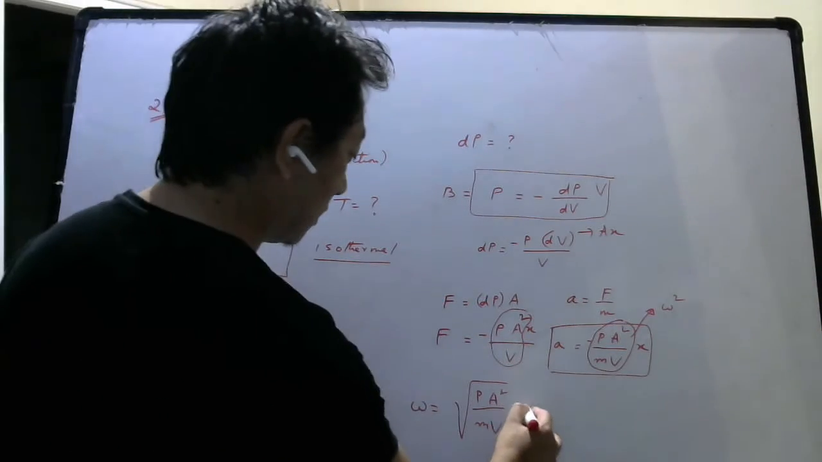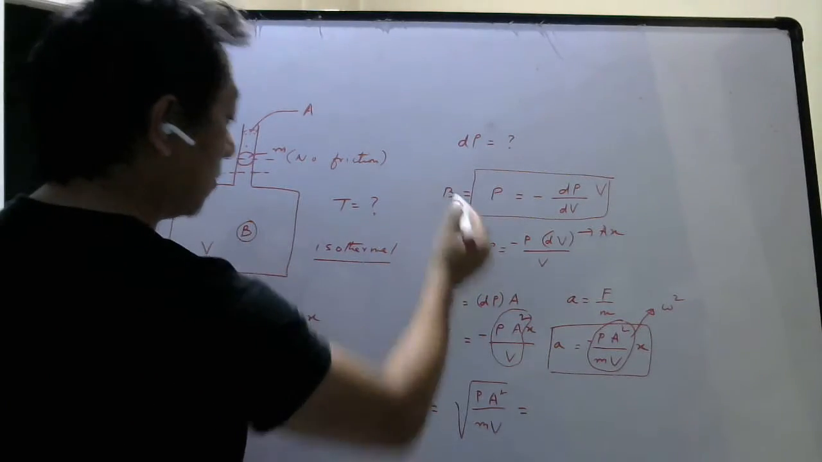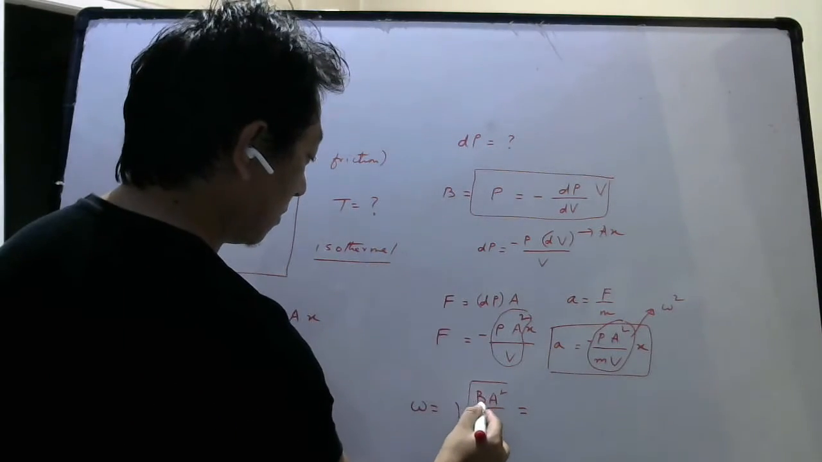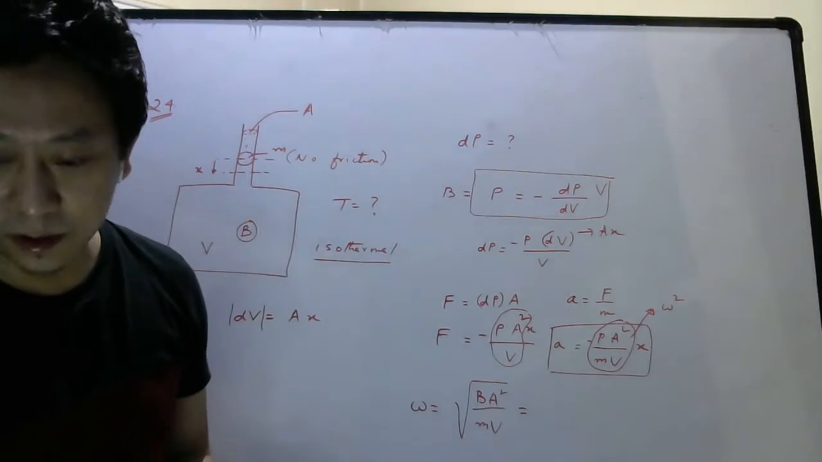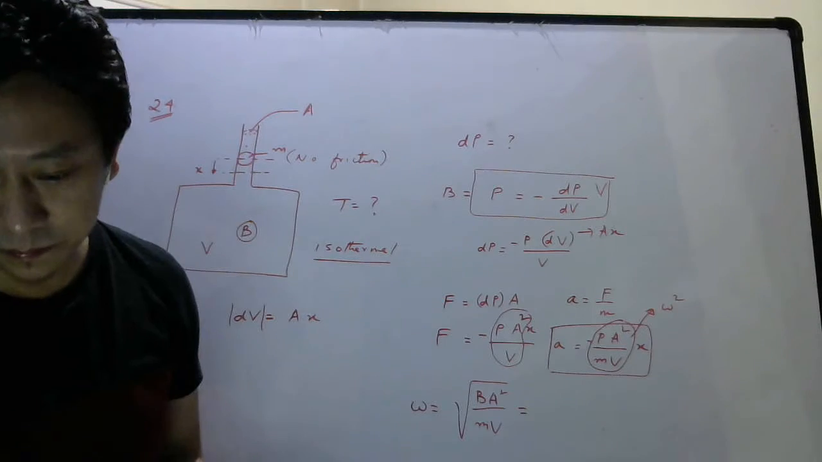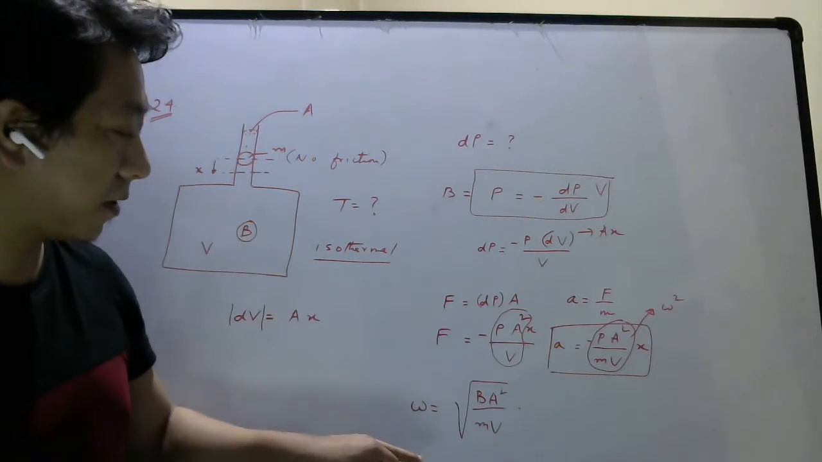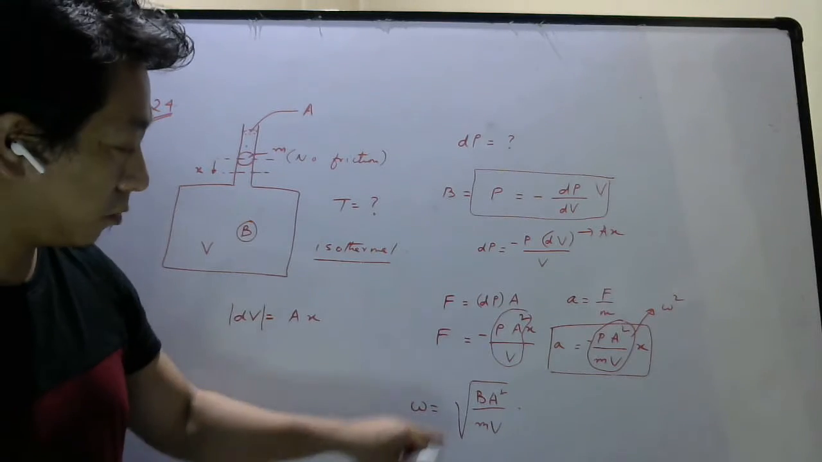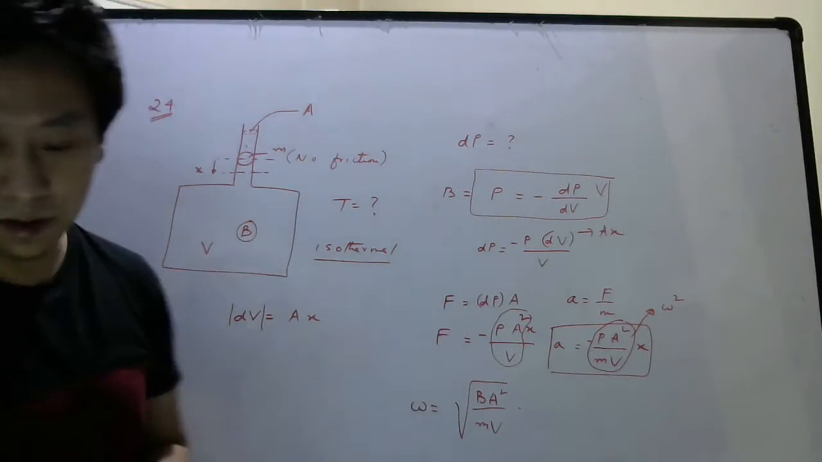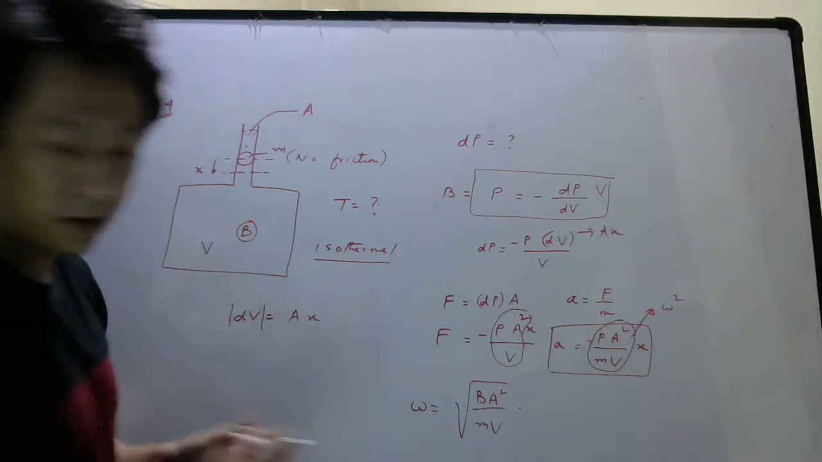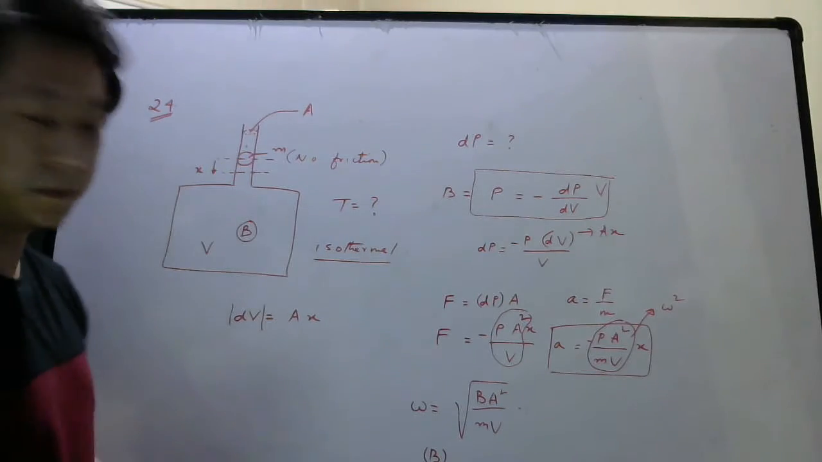And in the answer, it is given in terms of bulk modulus. So you can replace this P by B. So that will be the answer. So let's see which option it is. So this is omega. Time period will be 2 pi divided by omega, right? So it will be 2 pi into root over reciprocal of this, so mV by dA square. That matches with option B, right? Okay.